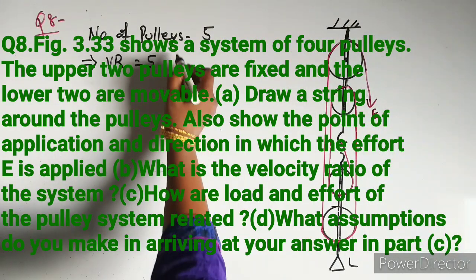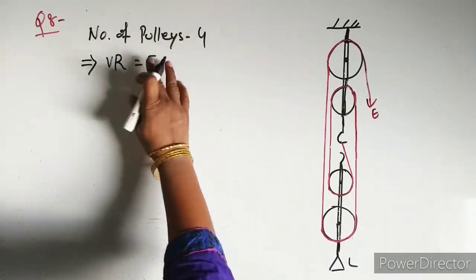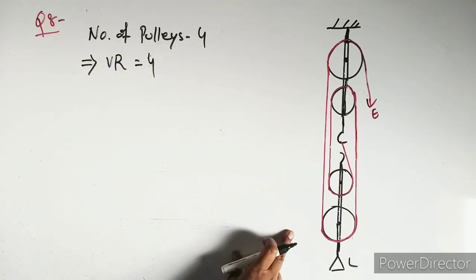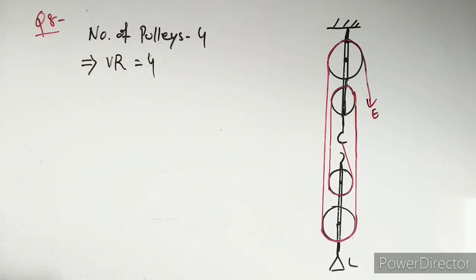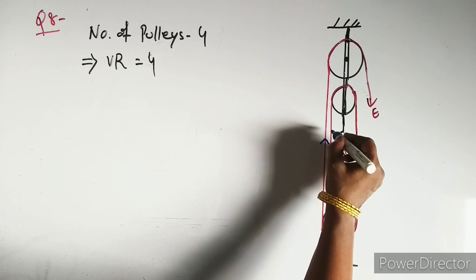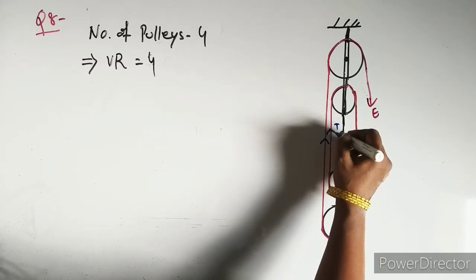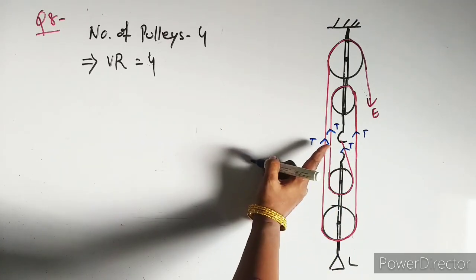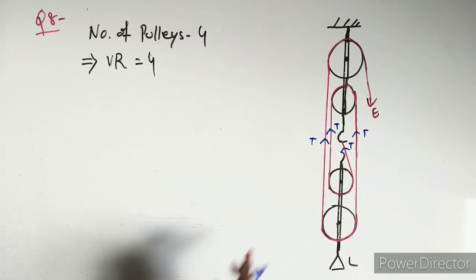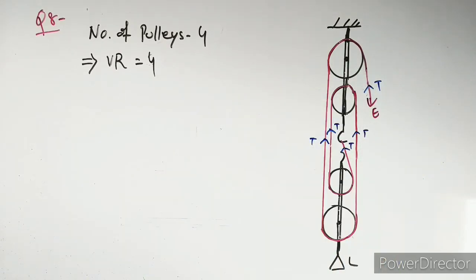Number 8, it is given 4 pulleys. So 4 pulleys are drawn, and now we will show the direction of tension. This one is the load. Here this one will be one tension, and so on for each string. And remember, the tension direction is always upward and the string should be straight. And effort is always supported by one tension.